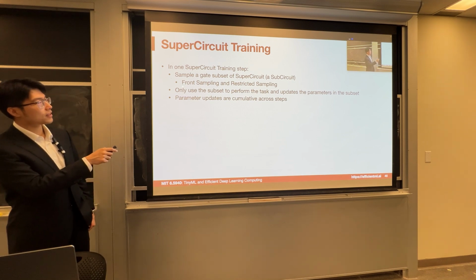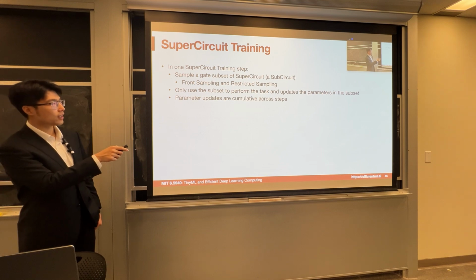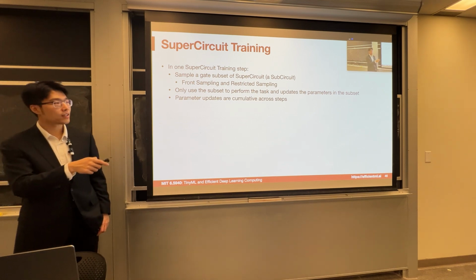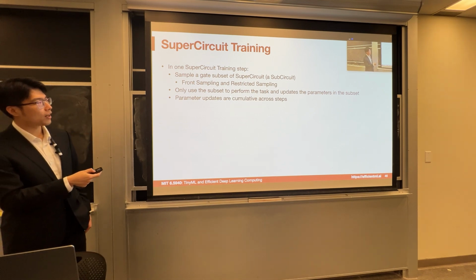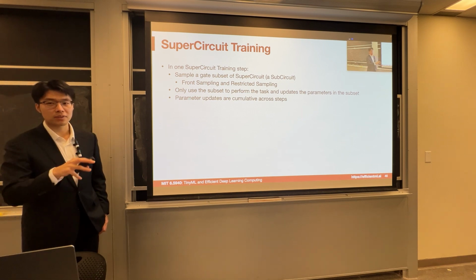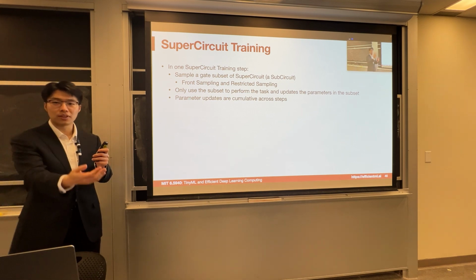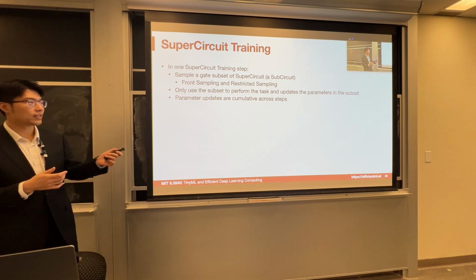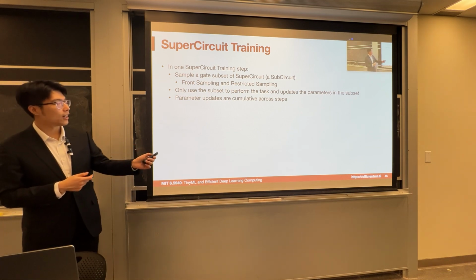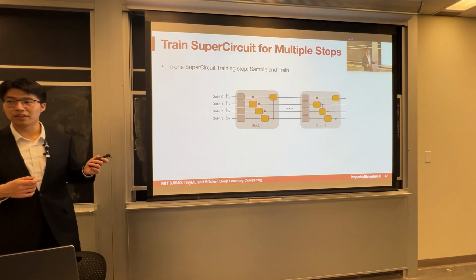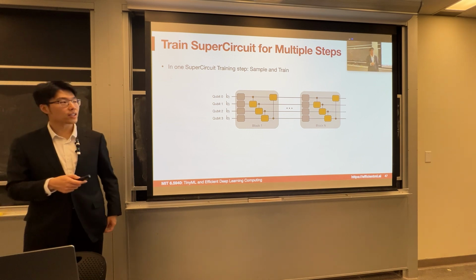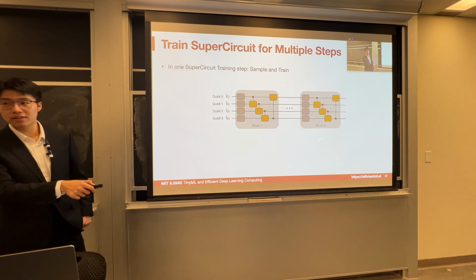So in that case, we are proposing some specialized training processes. The first one is called front sampling, and another is called restrict sampling. That means during the training process, we are actually sampling the sub-circuit. For one step, we do the sampling, and then we update the parameters in that sample. And then for the next step, we find another sampling, right? So here we are showing an animation for the training process.